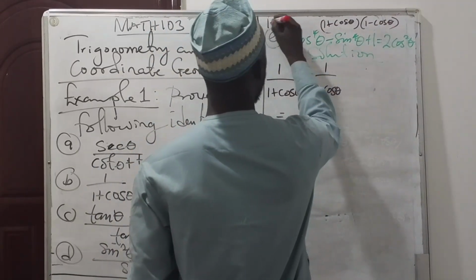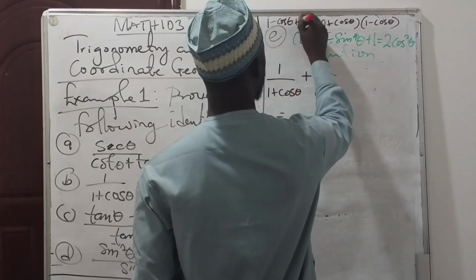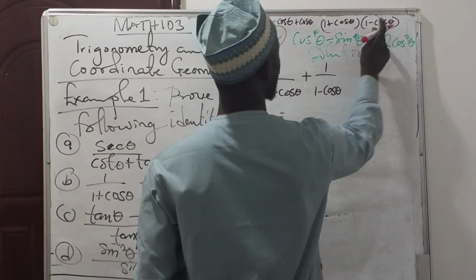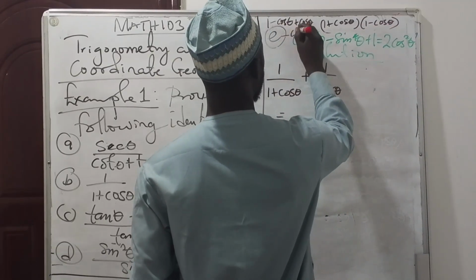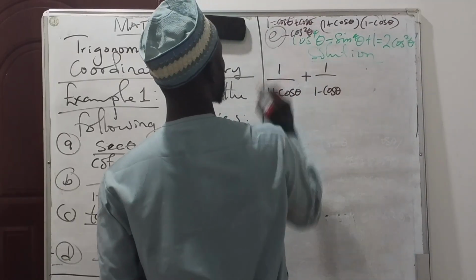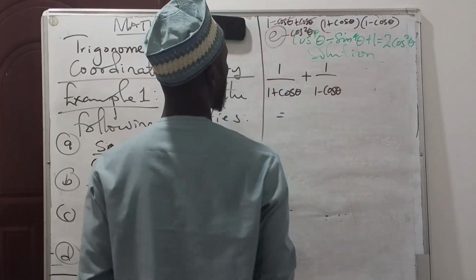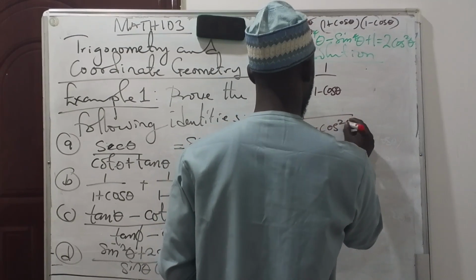1 times cos theta, you have minus cos theta. And then you have cos theta times 1, so you have plus cos theta. And then you have cos theta times cos theta, you have minus cos square theta. So minus cos theta plus cos theta will go. You have 1 minus cos square theta. So the LCM is 1 minus cos square theta.